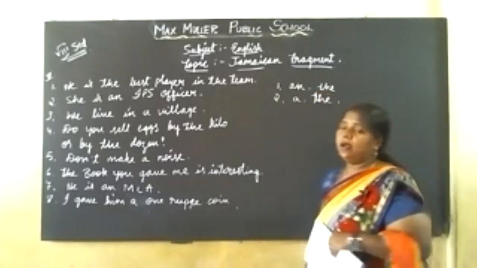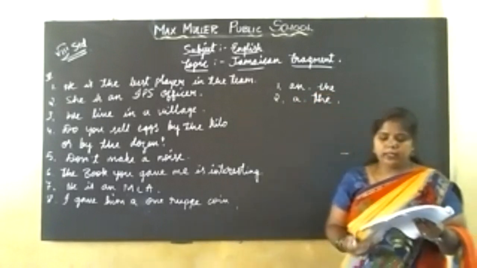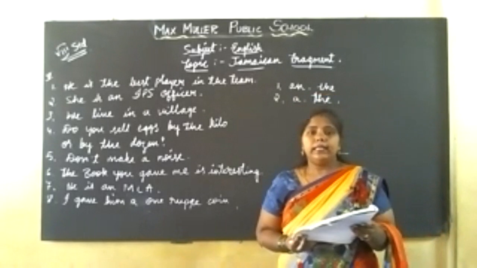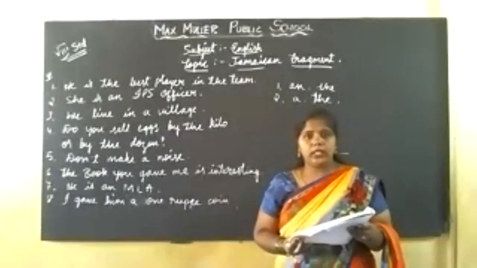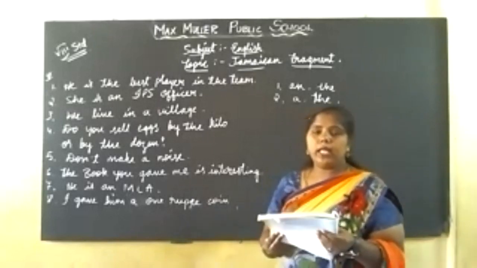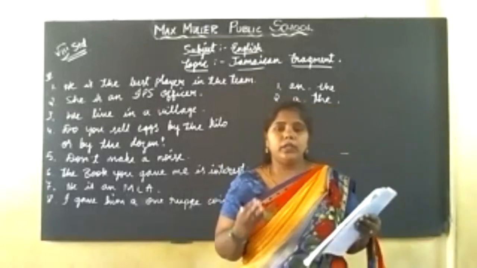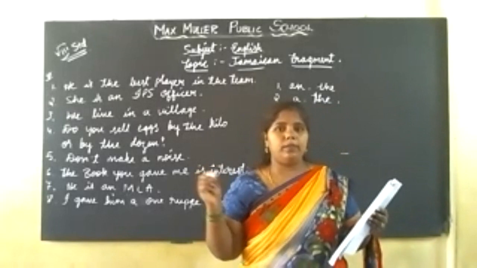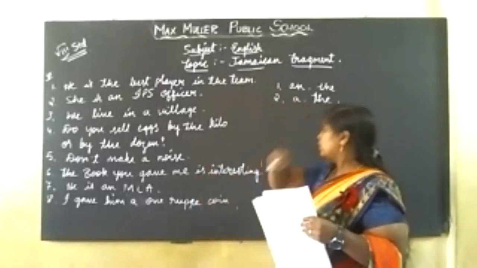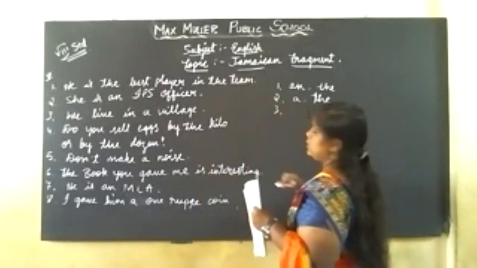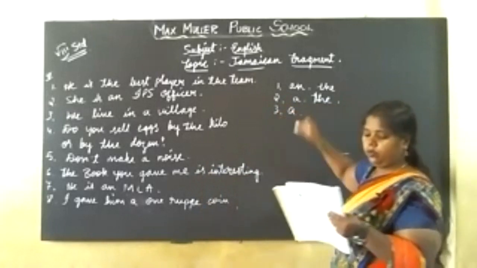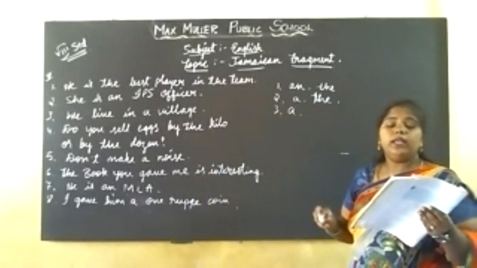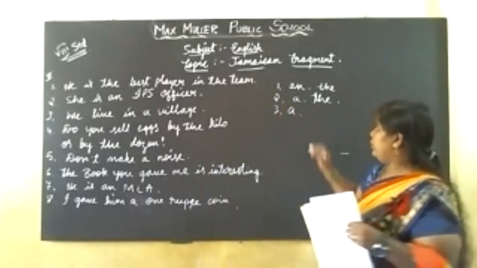The shoes are made of leather. So the third one is "dash table in dash dining room." Here there is a table. The word table starts with a consonant sound, and it is also mentioning a singular, one table, right? So here we can use "a table in the dining room."